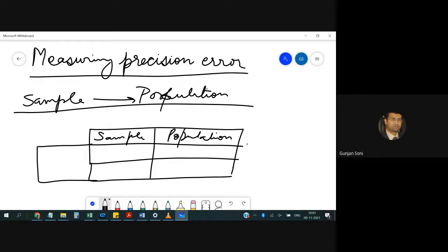So the thing is, if I'm talking about mean for a population, I represent it by x bar for a sample. And if I'm representing sigma as a standard deviation, I say mean and standard deviation. And I represent standard deviation by Sx. So these are the two different notations which we have.